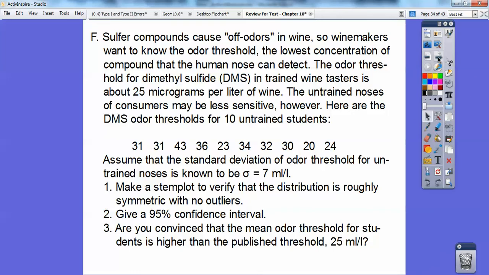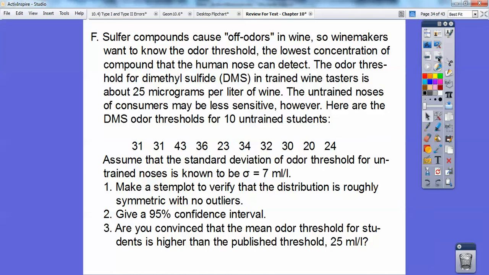Sulfur compounds cause off odors in wine. So the winemakers want to know the odor thresholds, the lowest concentration of compound that the human nose can detect. The odor threshold for dimethyl sulfide, DMS, in trained wine tasters is about 25 micrograms per liter of wine. The untrained noses, me, of the consumers may be less sensitive, however.